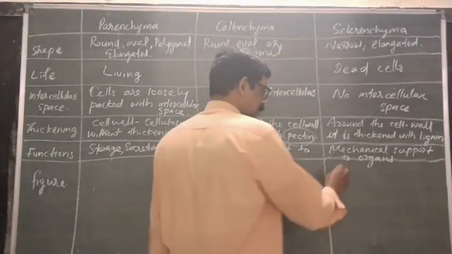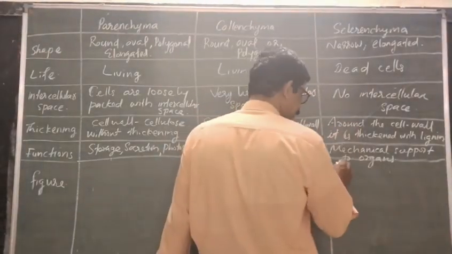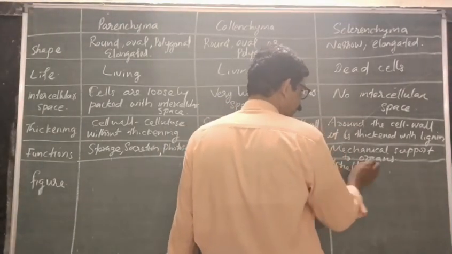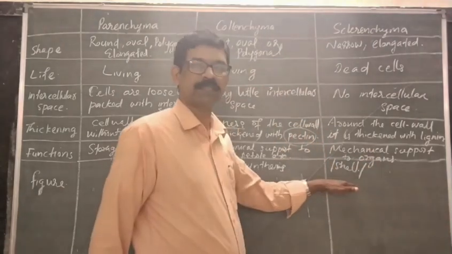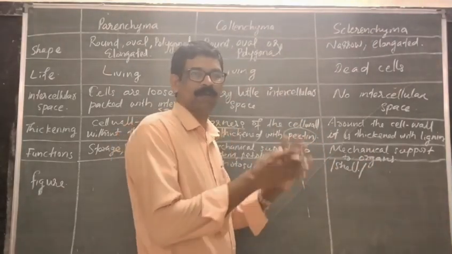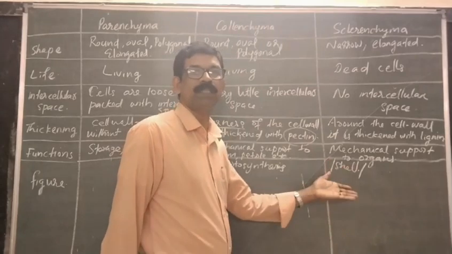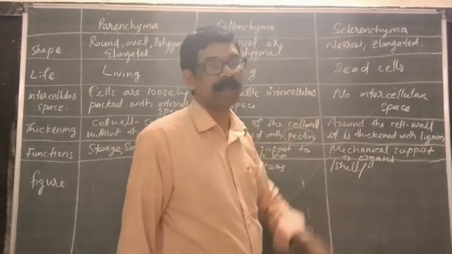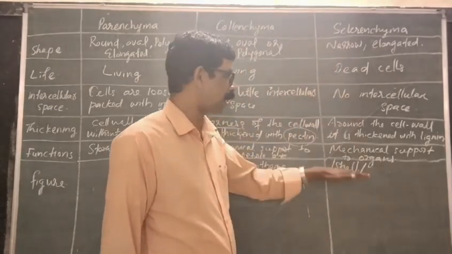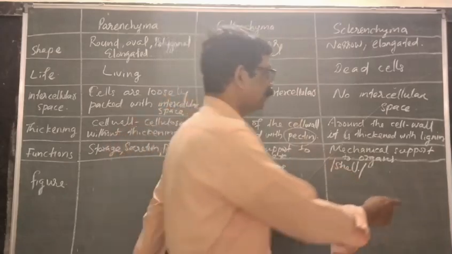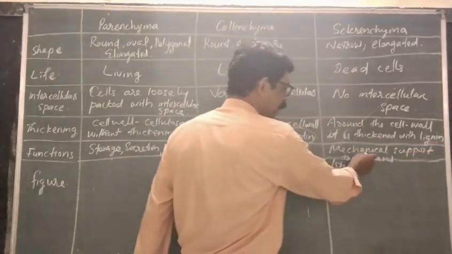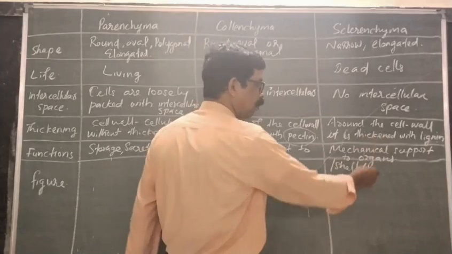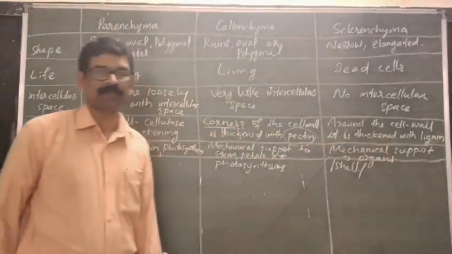See the coconut shell; the coconut shell and the shells of different nuts are actually made of sclerenchyma cells. They are dead cells and they have thickening with lignin. So they give mechanical support to different organs of the plant.